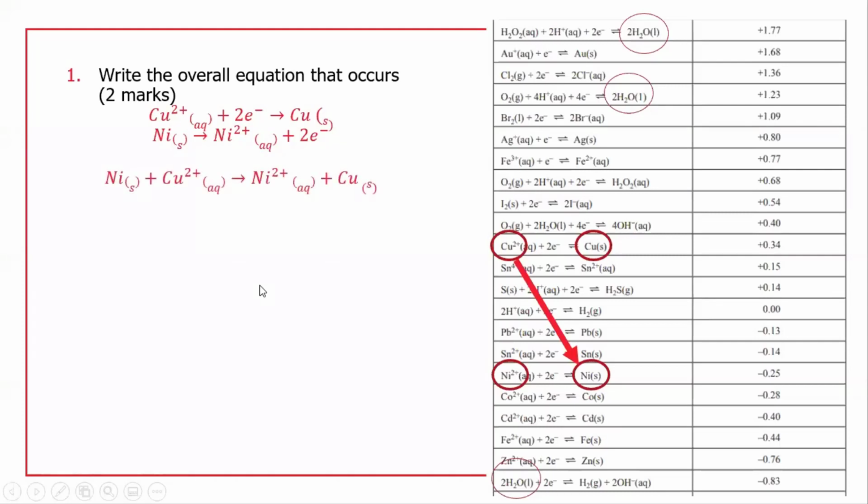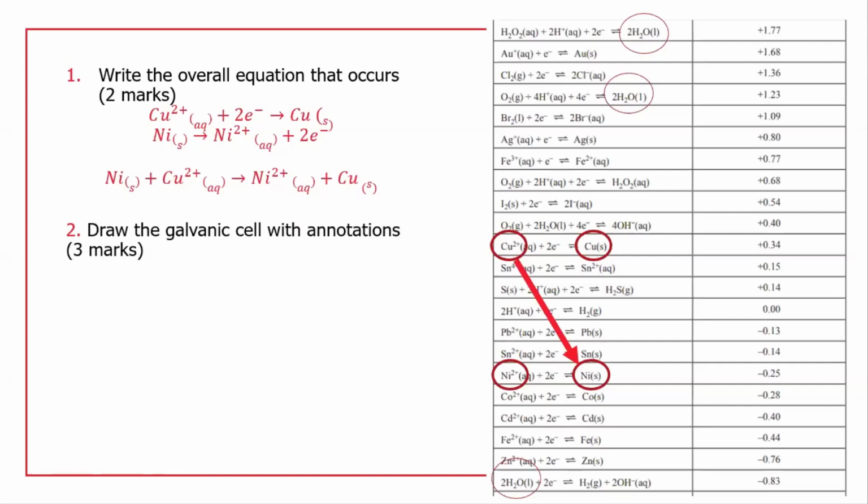And because they're both positively charged by 2, we don't need to do any sort of crazy multiplication, and simply we have nickel solid plus copper ions becomes nickel ions plus copper solid. Super easy. Make sure to include states. You won't get the mark if you don't include states.